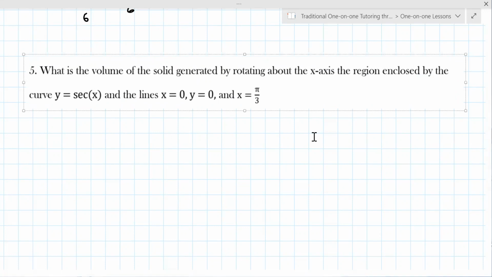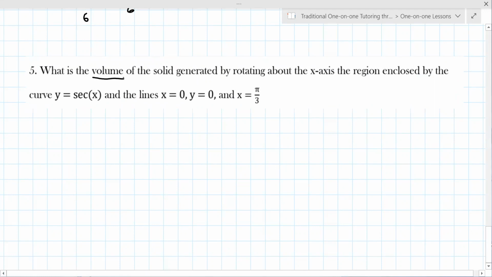Okay, what is the volume of the solid generated? So this time it actually does want a volume. And they give you all the information you need here. Like you don't have to do any work. You don't have to figure out intersections. You don't have to figure out top and bottom. They just want you to figure out the volume with this information.